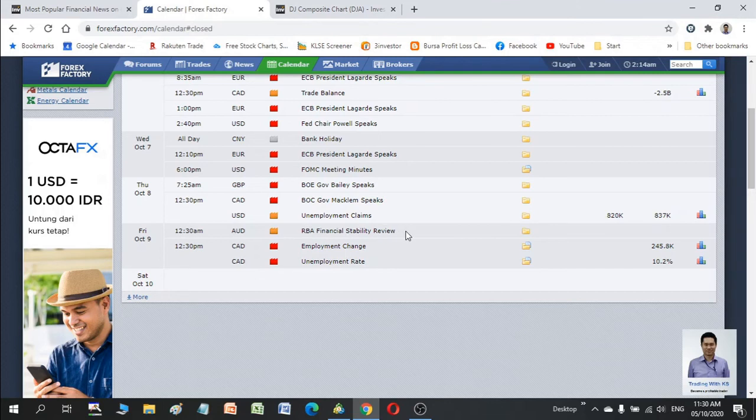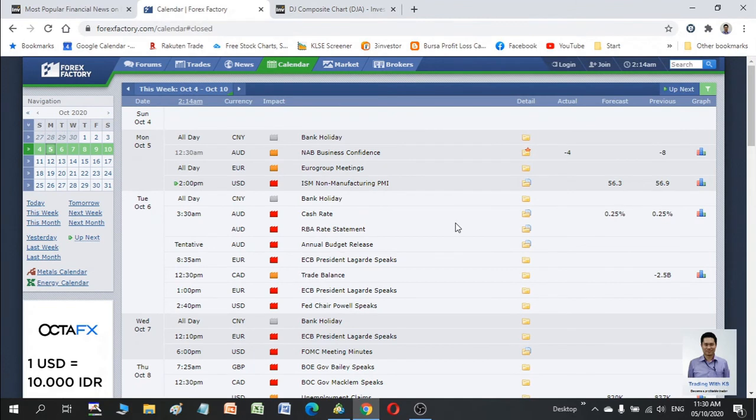And Friday, Australia has a financial stability review, and this will be a high impact day for CAD. They have the employment change and unemployment rate. So this is the high impact news for the week starting 5th of October. Please scale your position carefully on this high impact news, and do your research before going into your trades.